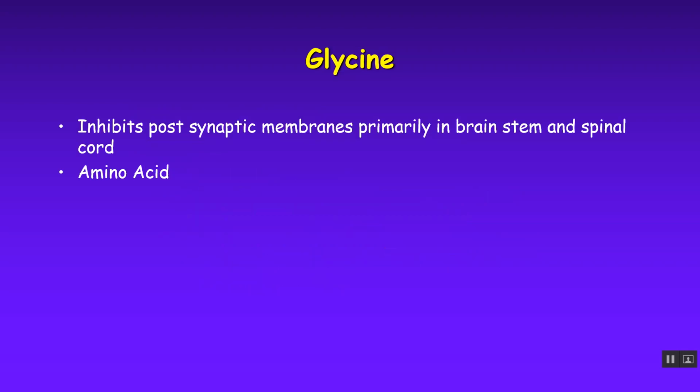Glycine starts with a G, so it's a fast-acting neurotransmitter. It's also an amino acid. It inhibits the postsynaptic membranes, primarily in the brainstem and spinal cord. That's all you've got to know about that. It just causes inhibition of the postsynaptic membranes. Most likely it's from opening chloride channels, so a little bit more negative charge comes in, and it hyperpolarizes.